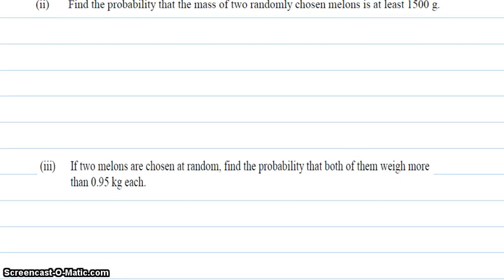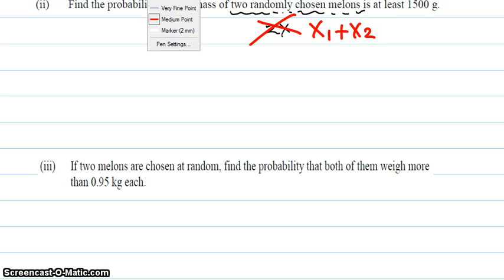So part 2, find the probability that the mass of 2 randomly chosen melons is more than 1,500 grams. You might be tempted to say that 2 randomly chosen melons is just the same thing as 2X. But if you said that, I would have to say, no, that's wrong. It's actually X1 plus X2, two separate melons, melon 1 plus melon 2. This is important for random variables because it shows us that multiplication is not the same thing as addition. So 2X is different from X plus X.